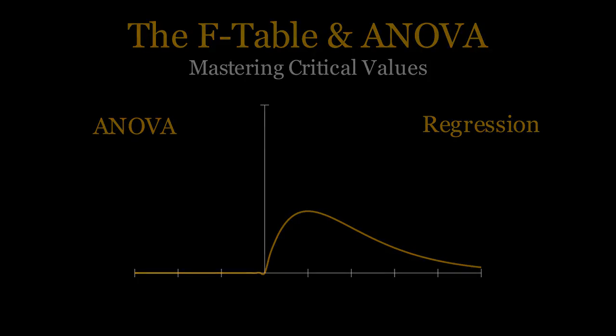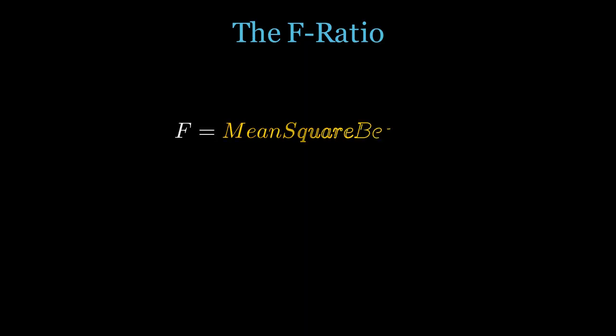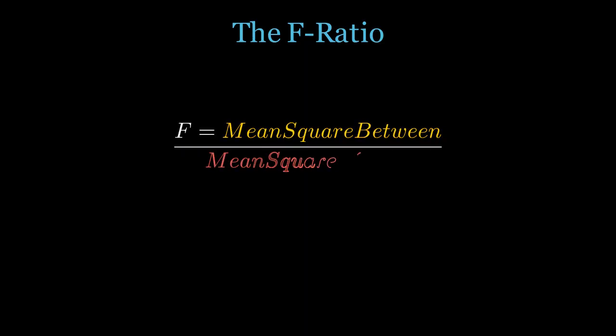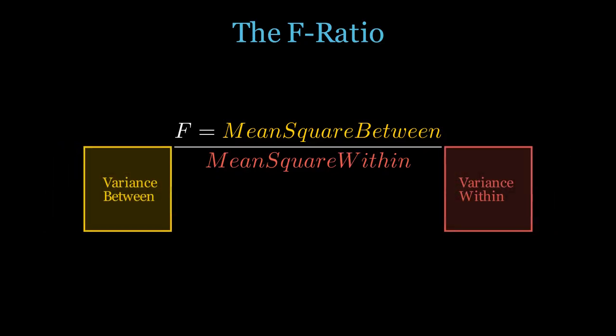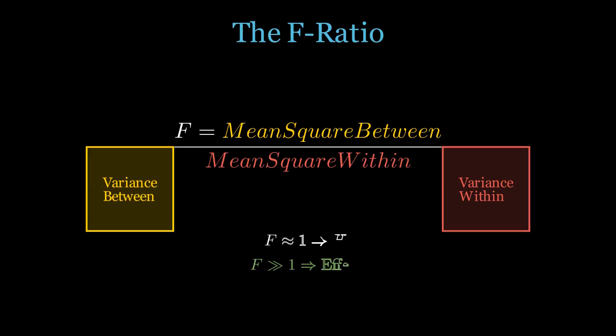To understand the F-table, we first need to understand the F-statistic itself. In ANOVA, we are essentially comparing two types of variances, the variance between groups and the variance within groups. The F ratio is calculated by dividing the mean square between groups by the mean square within groups. If the null hypothesis is true, this ratio should be close to 1. If the ratio is significantly larger than 1, it suggests that the treatment effect is real.